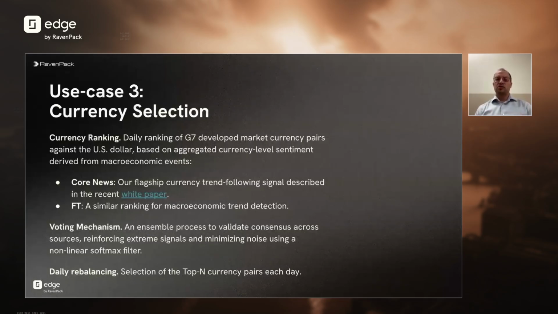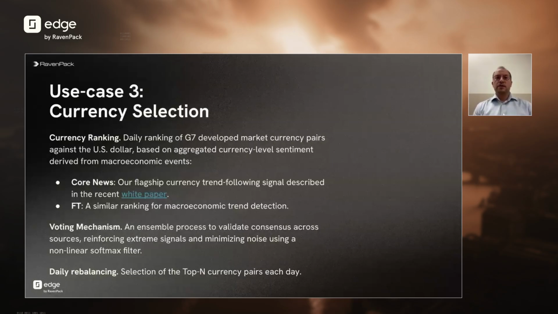And we aggregate, as I mentioned, at the currency or country level across macro events, right? So within our taxonomy, we have multiple layers at the topic level. We have business, economy, we have politics, societal and environmental events. And here we are sort of focusing on the macroeconomic layer.